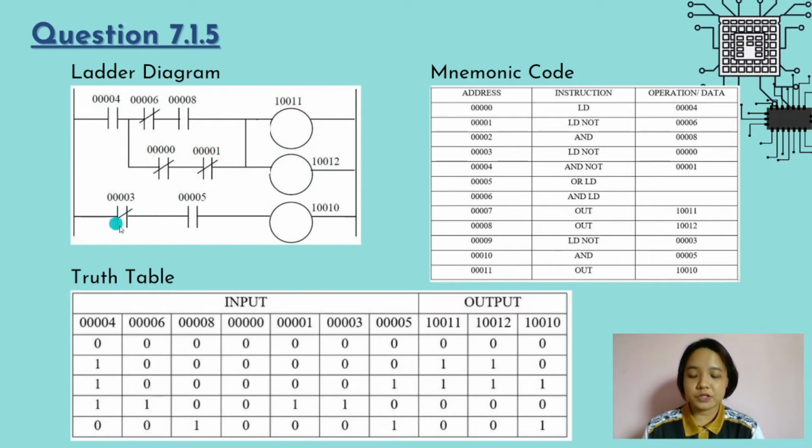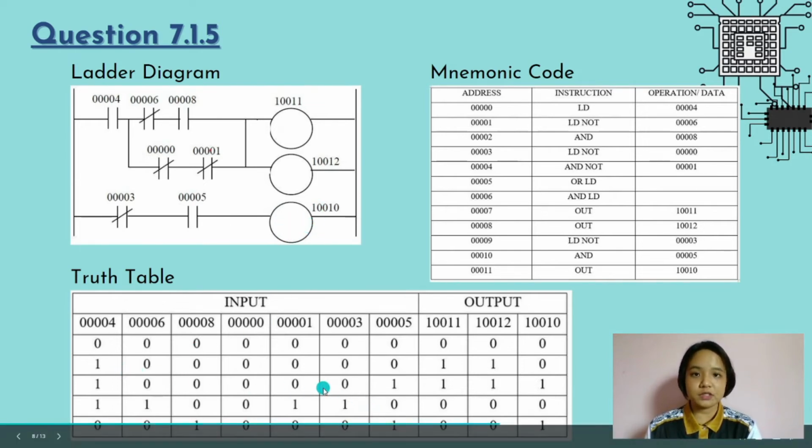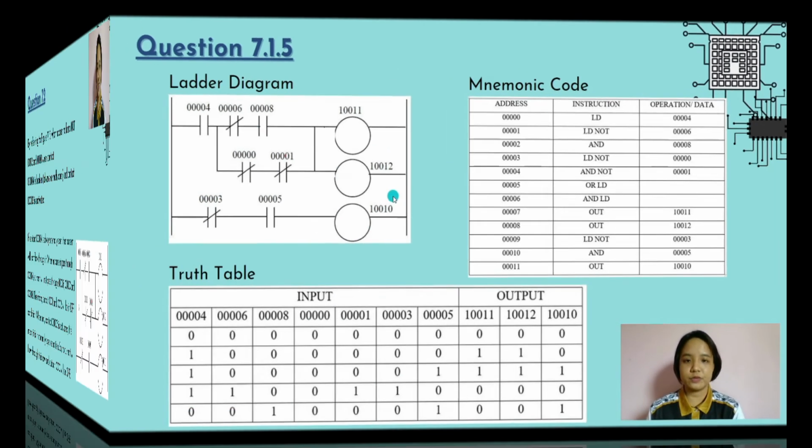And when this 0003 is in zero condition, it is normally closed. When it is normally closed, the current will flow through. However, when it enters input 0005, the current will not pass because 0005 is in normally open condition. When it's open, no current will pass through. Therefore, this output 10010 will be in off condition. And the same goes for the other input values. We need to assume the value and then come up with the possible output.